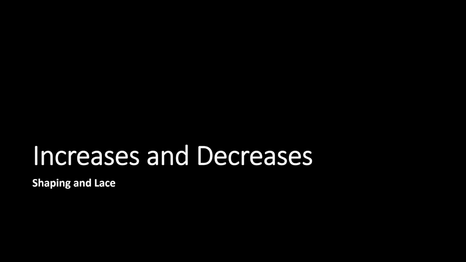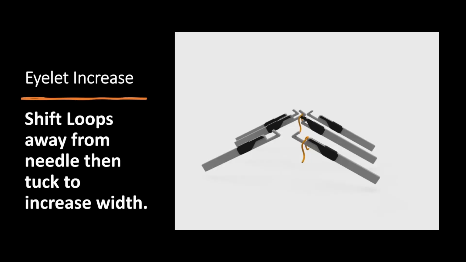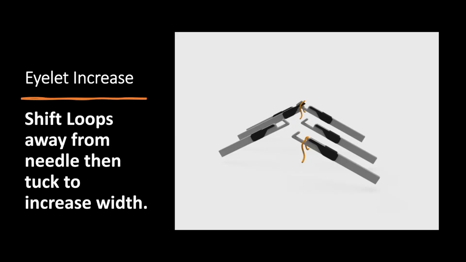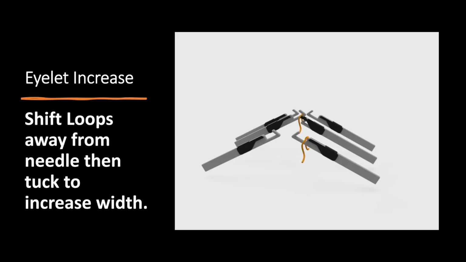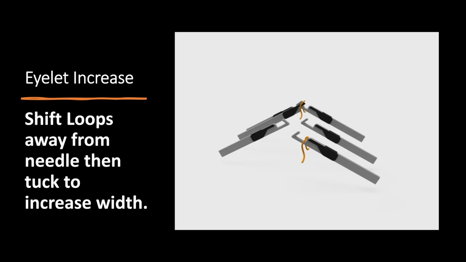But what if we want to start making more complicated structures and shaping things? We can make shapes and laces and other types of patterns by doing increases and decreases. An increase is created by shifting loops away from one needle so that you can create space to tuck on it in the next pass.